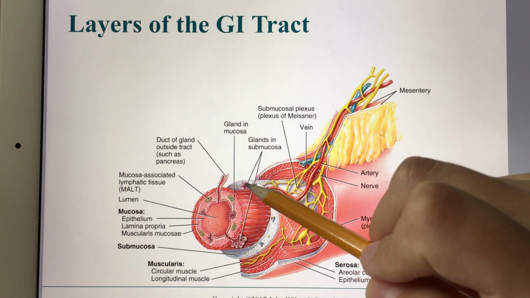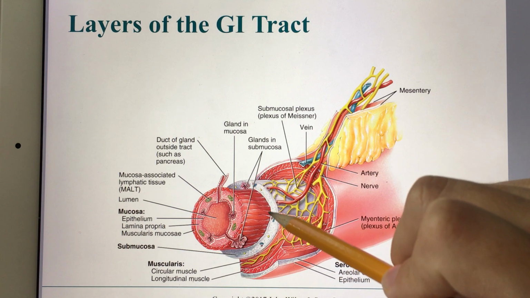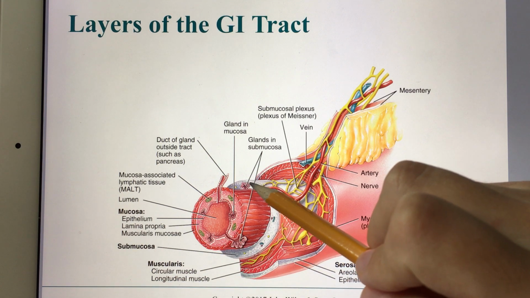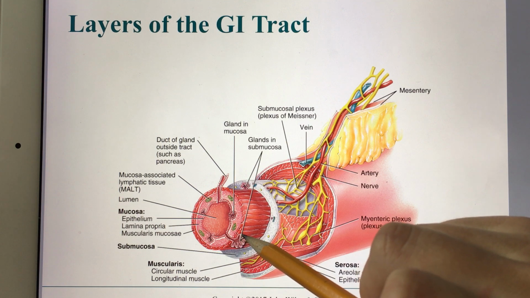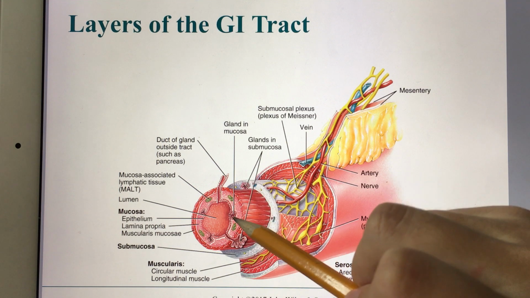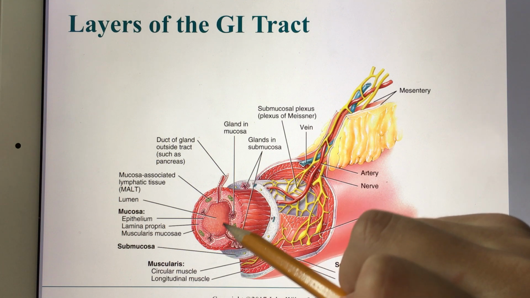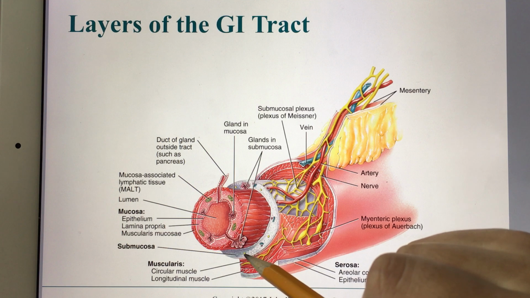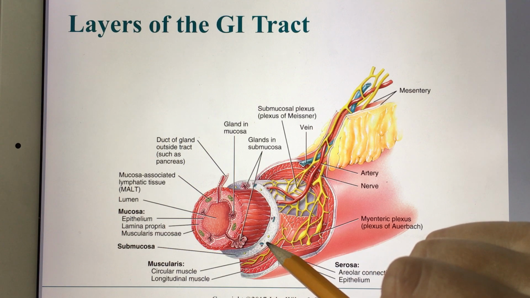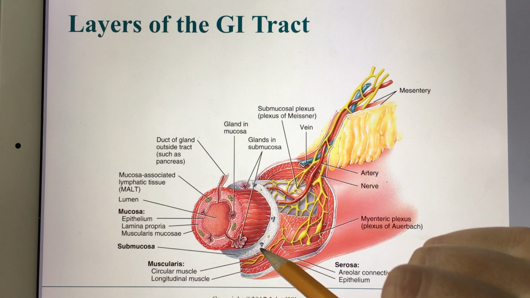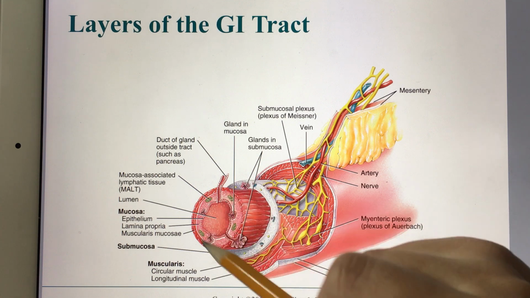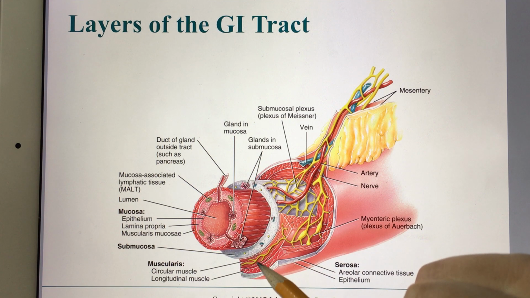The next layer, moving deeper under the mucosa, is called the submucosa. Okay, this is a tough connective tissue layer. It contains several structures. It contains the glands in submucosa that open up into the lumen of this intestine. It also contains blood vessels, arteries and veins. These arteries and veins can absorb the nutrients and also bring the oxygen and remove carbon dioxide from the muscle and living tissue of the layers of the GI tract.